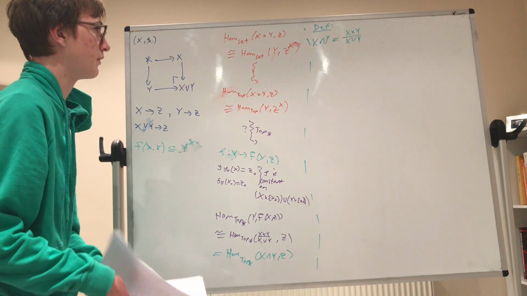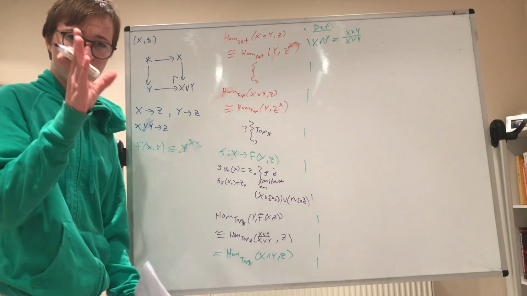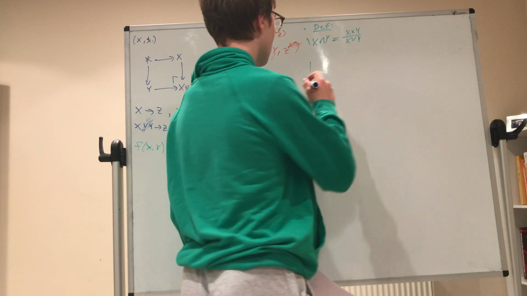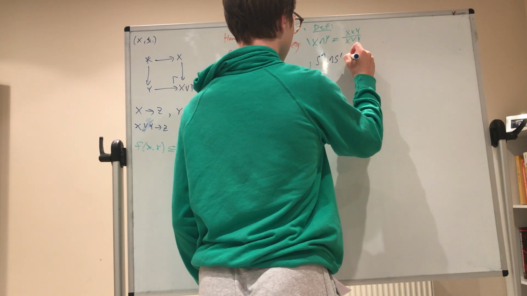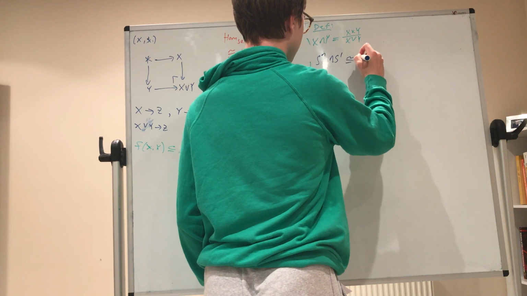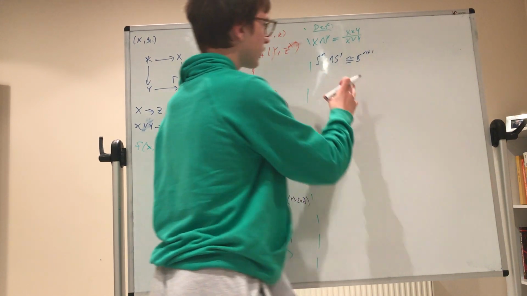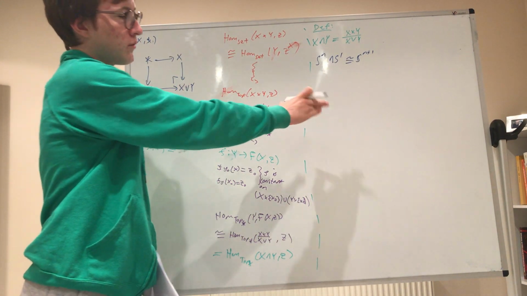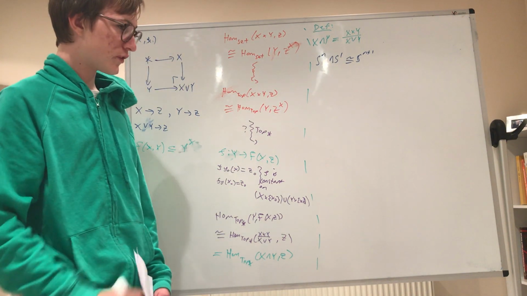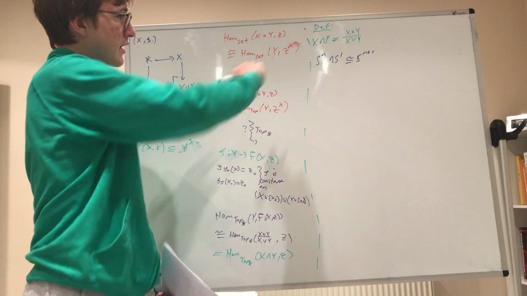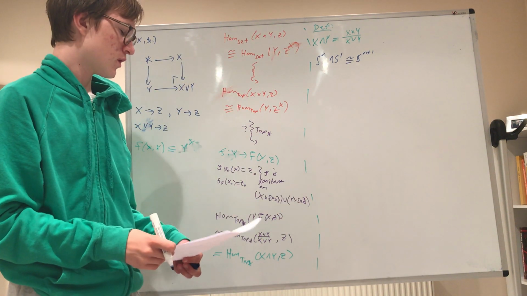Let's see, we'll do it in blue. Okay, so firstly, let's just take the following for granted. Sn smash S1 is homeomorphic to Sn+1. So when you smash the n-sphere with the circle, you get the (n+1)-sphere. This fact right here implies the following.